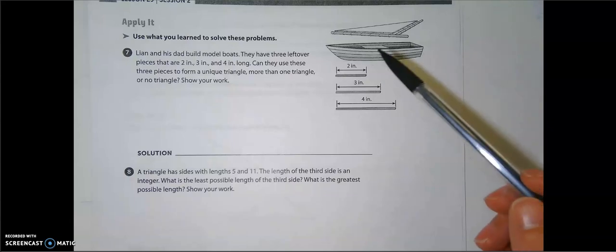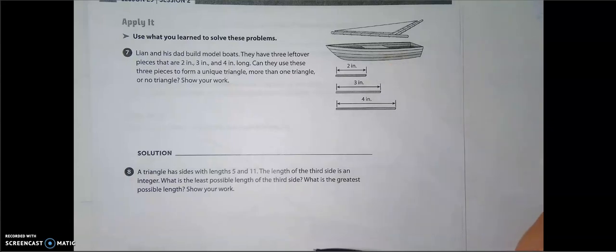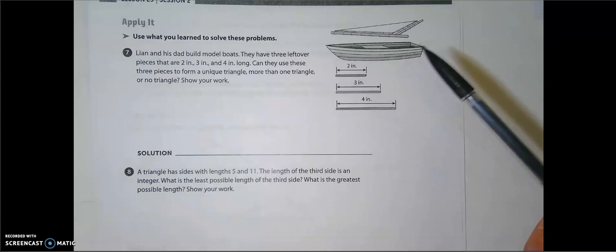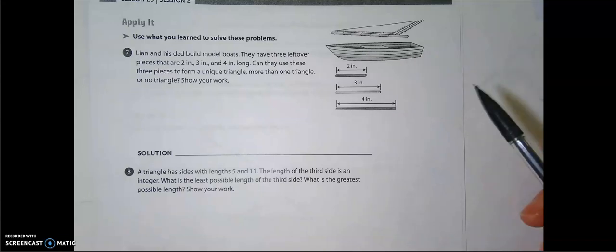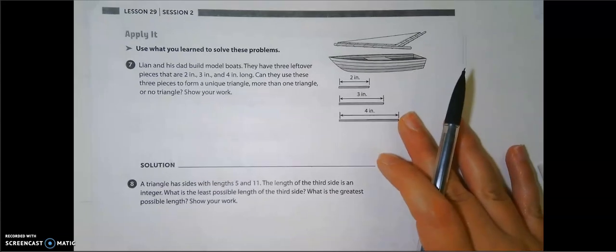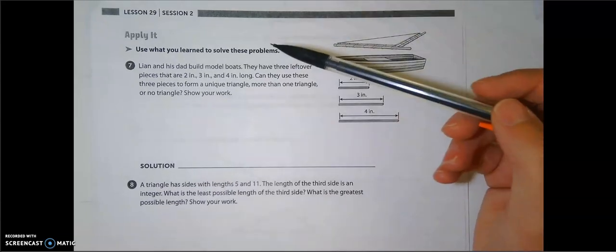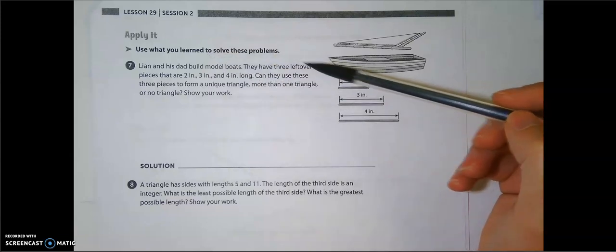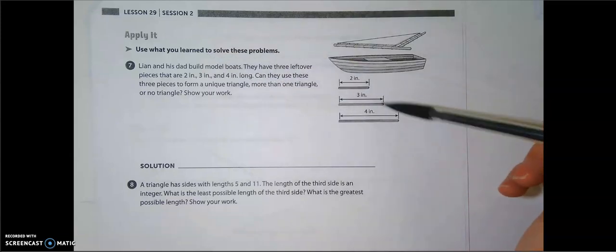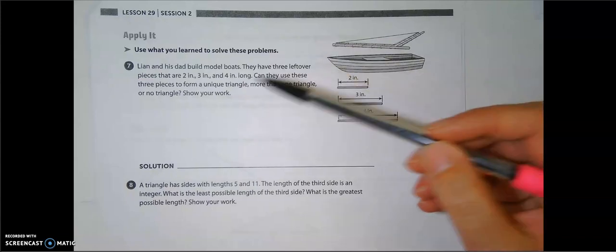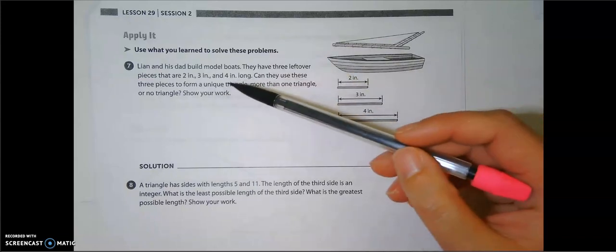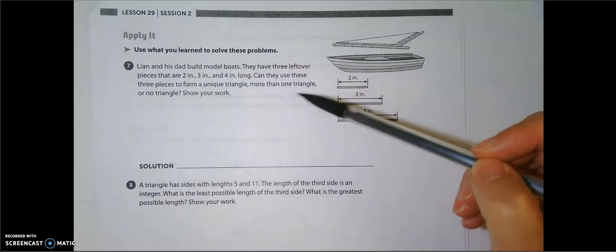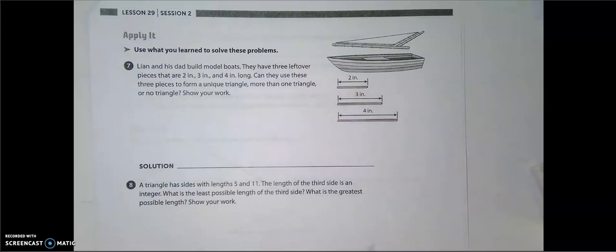All right, so here I'm going to go over the example questions so that we can talk about how we go about knowing whether they form a triangle. So we have the apply it. Leon and his dad build model boats. They have 3 leftover pieces that are 2 inches, 3 inches, and 4 inches long. Can they use these 3 pieces to form a unique triangle, more than one triangle, or no triangle at all?